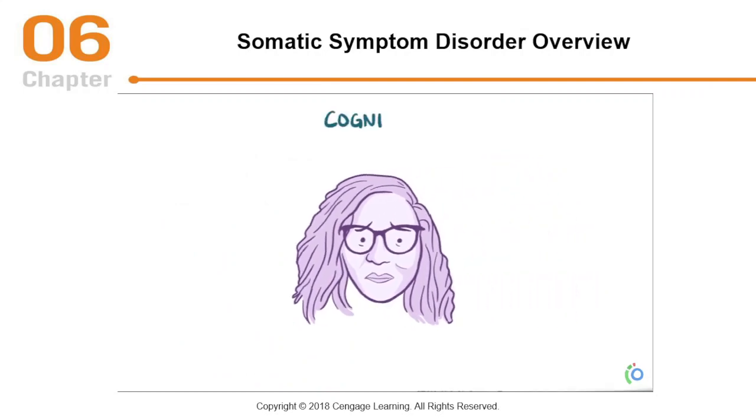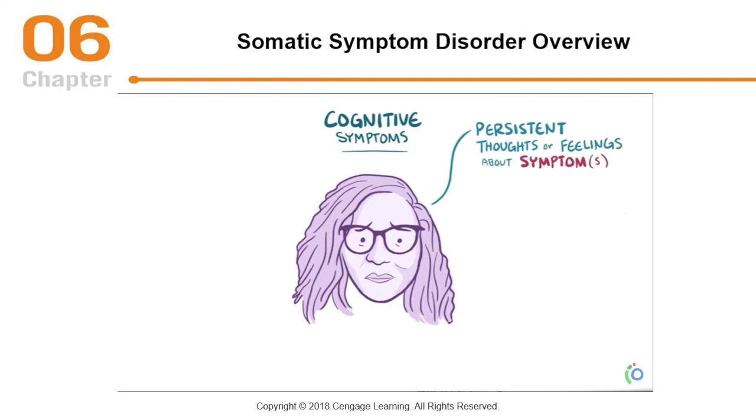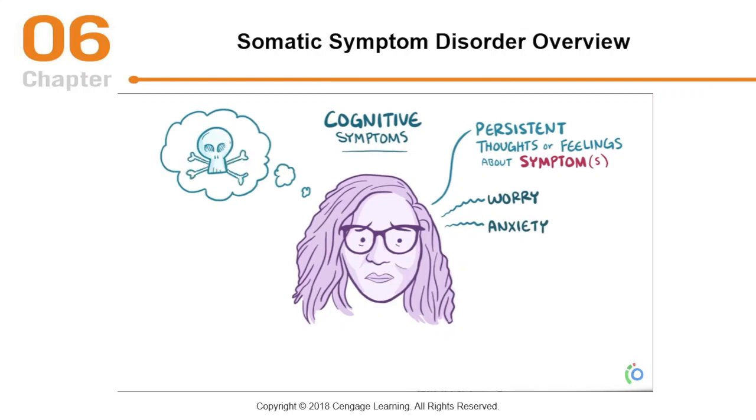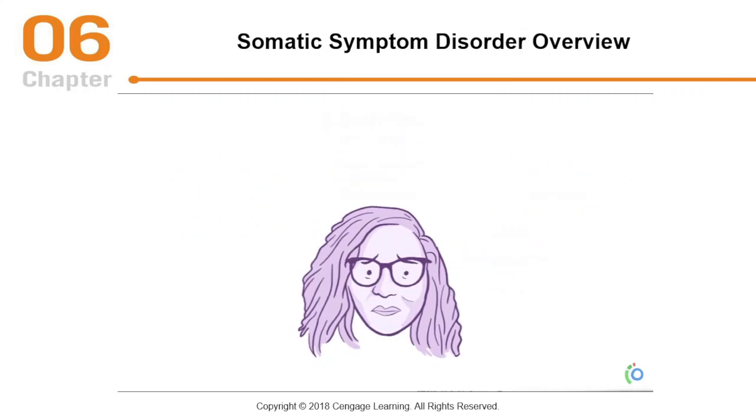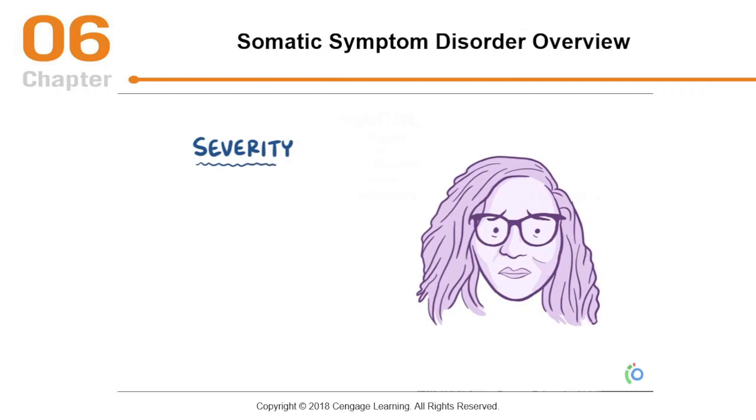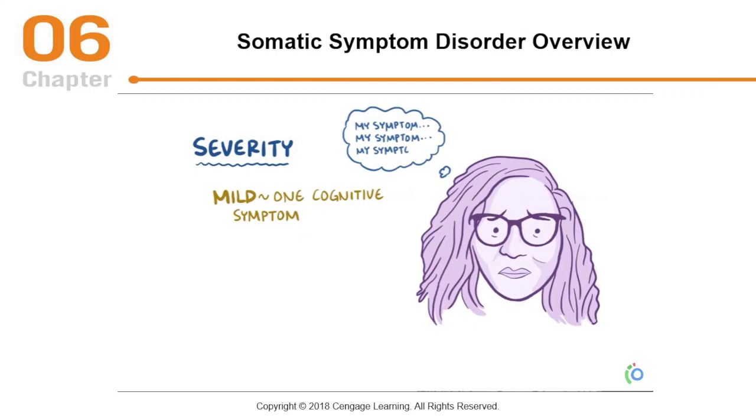Somatic symptom disorder often causes cognitive symptoms as well, and these include persistent thoughts and feelings about their symptoms. Usually a lot of worry and anxiety, and sometimes even catastrophic thoughts about death. More often than not, it's these cognitive symptoms in response to the physical symptoms, more than the physical symptoms themselves, that become a basis for this diagnosis. In fact, clinicians rate the severity of somatic symptom disorder based on patient experience with these cognitive symptoms, not the physical ones.